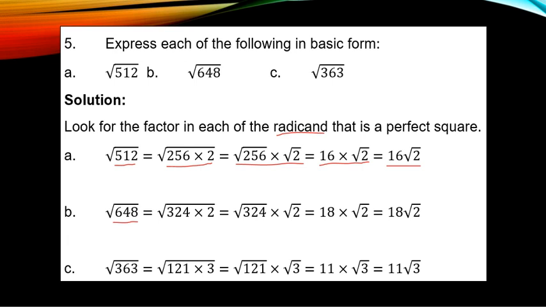Okay, the second one, 648. If you divide by 2, you have 324 times 2. 324 is a perfect square. That means its square root is a whole number, and that is 18, times root 2, and you have 18 root 2.